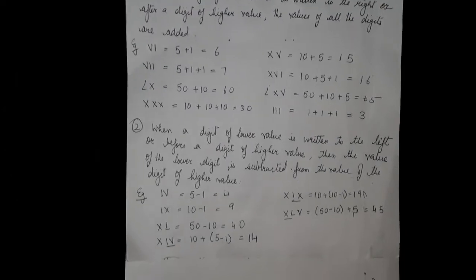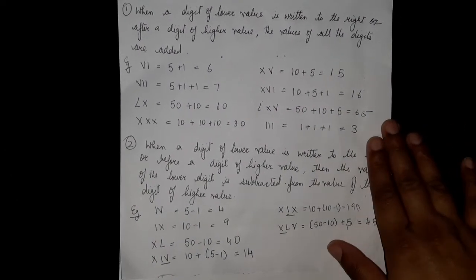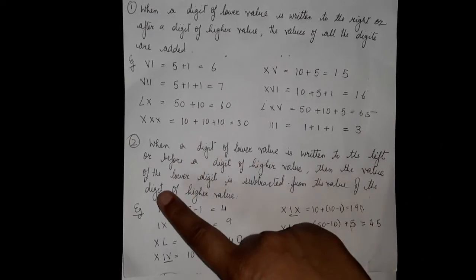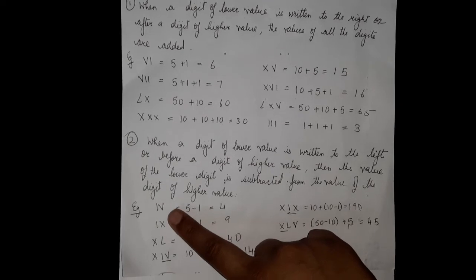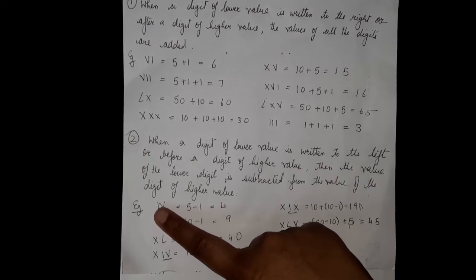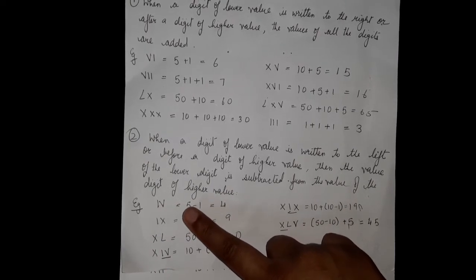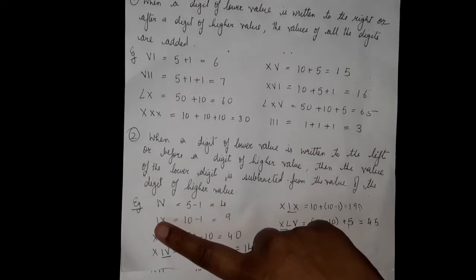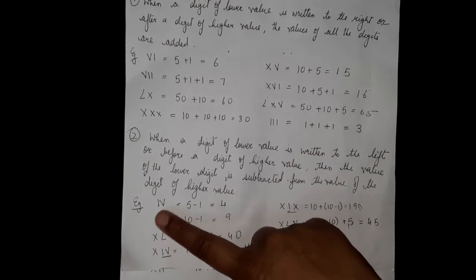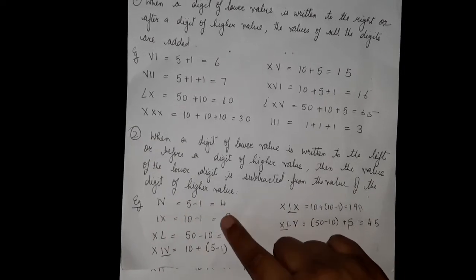If a digit of a lower value is written to the left, like IV, V is of a higher value, I is of a lower value. So in this case we will subtract: 5 minus 1, which is equal to 4. IX. X is of a higher value, I is of a lower value, and it is written on the left. So 10 minus 1 is equal to 9.